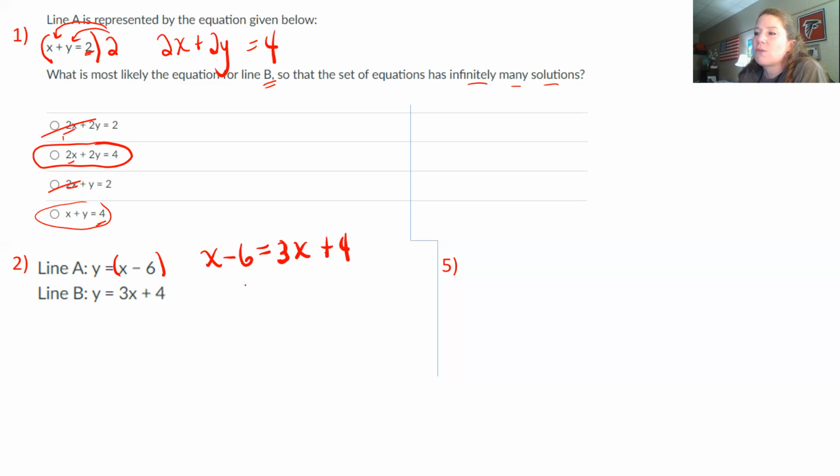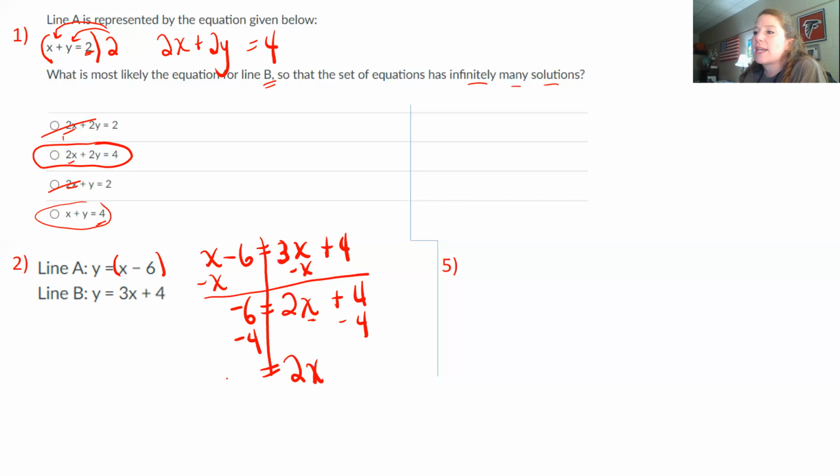All right, when we have a problem like this, we're going to get our x's together. So I'm going to get rid of 1x by subtracting x from both sides. So what do we have left? We have negative 6 is equal to 3x minus 1x, which is 2x, plus 4. Now I want x by itself, so I'm going to get rid of that plus 4 by subtracting 4 from both sides. So 2x is equal to negative 10. And when I divide by 2, it tells me that x is equal to negative 5.